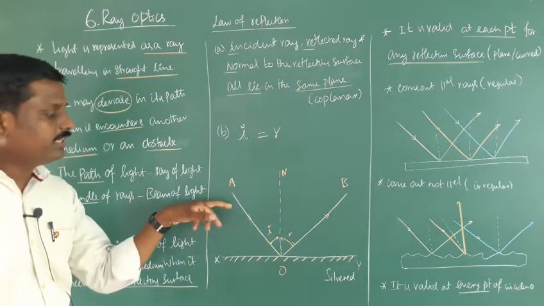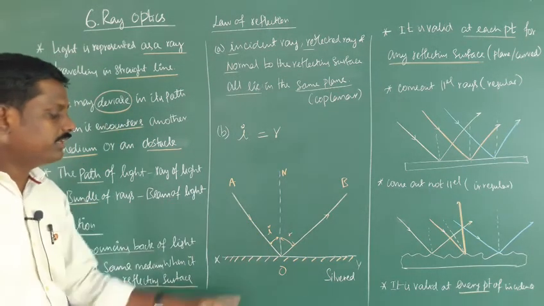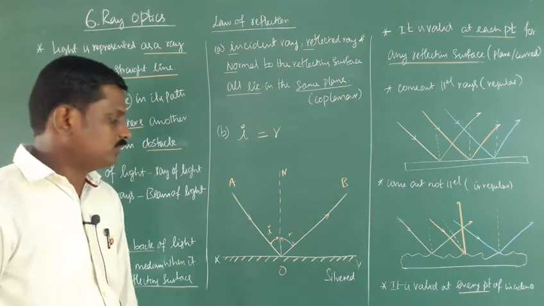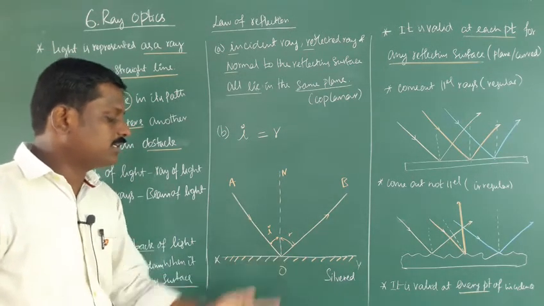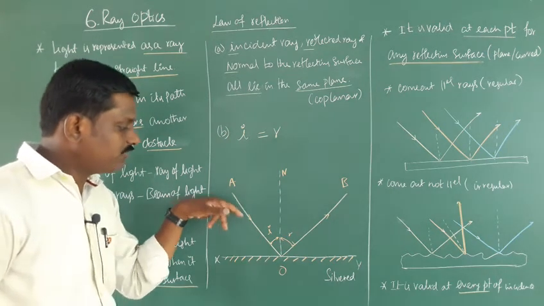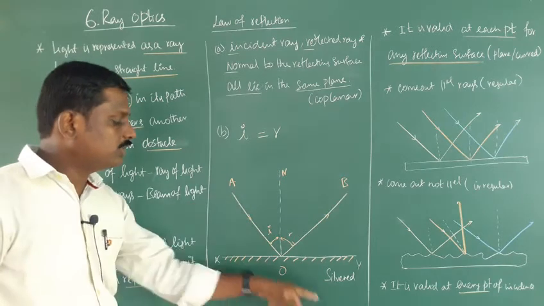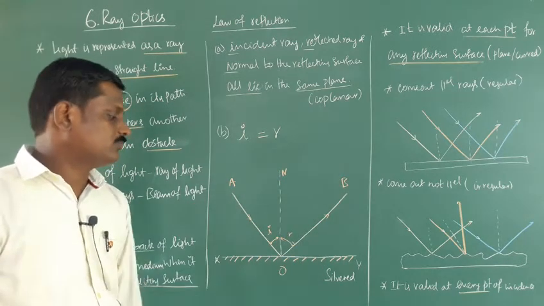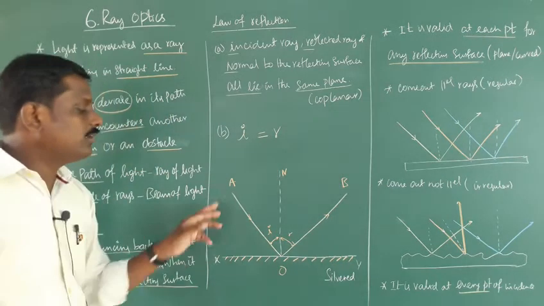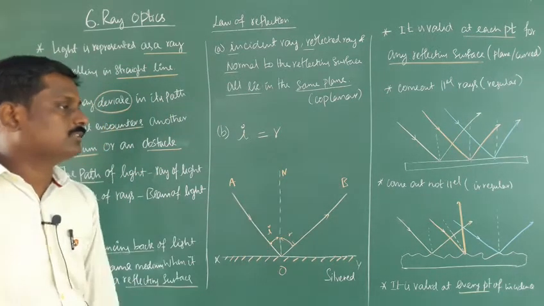The light may deviate from its original path when it encounters an obstacle or a medium. Here the glass plate is an obstacle, a solid medium. The light should go downward, but it is reflected back because of that medium, the glass plate. So light may deviate from its original path.